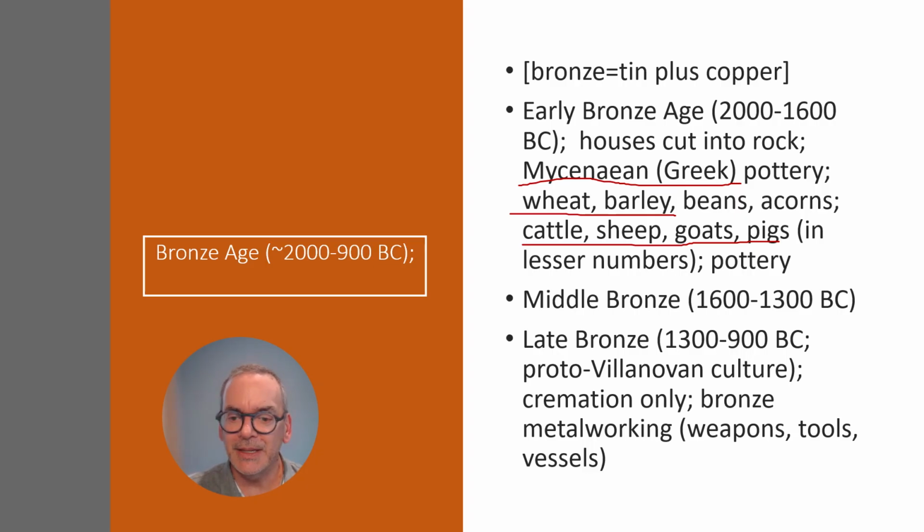And then you start to see at the late Bronze Age, down to about 900 BC, something called the Proto-Villanovan culture, which, proto just means early. When you look at these particular sites and you look at the burial remains, there's cremation only, and that's the burning of the body. So it's not inhumation, which is burying the body. This is cremation. And no big surprise, you see bronze metalworking, especially with weapons and these beautiful bronze vessels that people are using to store various things.